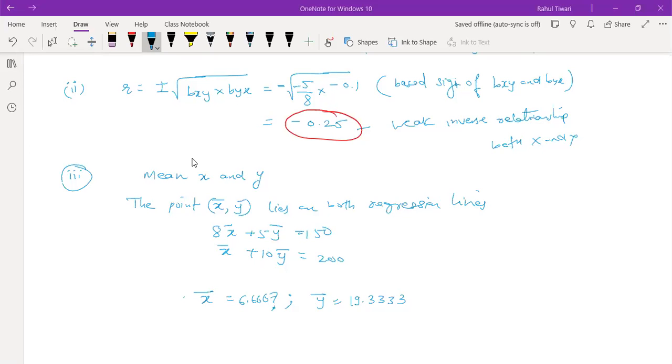How much time did you take to simplify this? Almost 3 minutes, I would say. I will tell you how to get the value of x bar, y bar within 30 seconds using the calculator. Using the calculator. 30 seconds, can you believe this? Get the value of x bar, y bar.